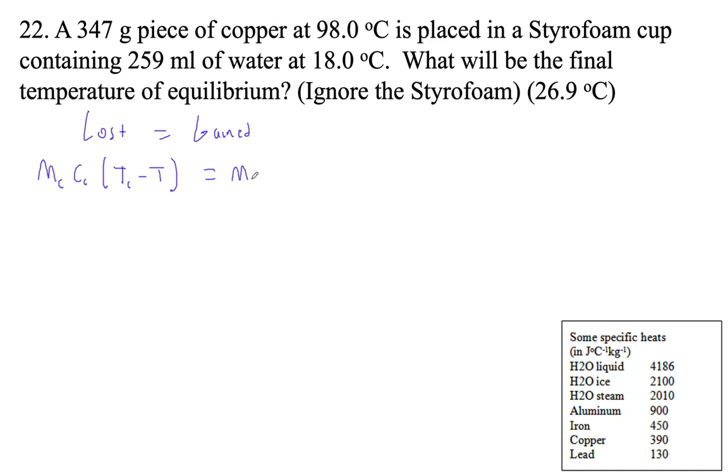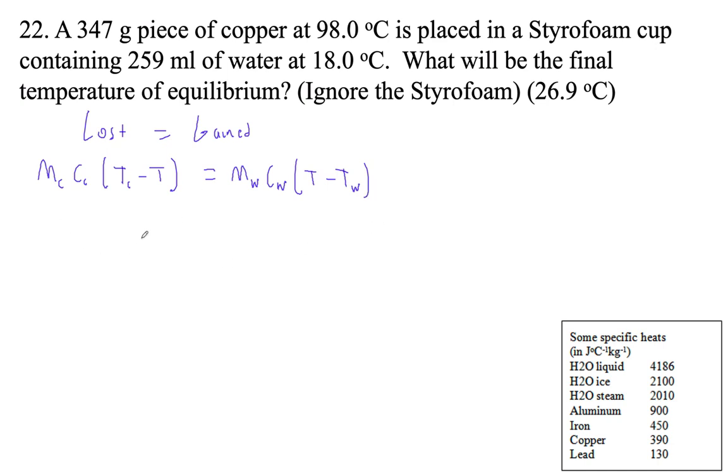So that's going to be mass of the water, C of the water, and then in this case, it's going to be that final temperature minus the temperature of the water. Because we want these both to be positive, right? And the final temperature is going to be hotter than 18 degrees Celsius. So we set it up this way, right? Okay, and then we're solving for that T, right?